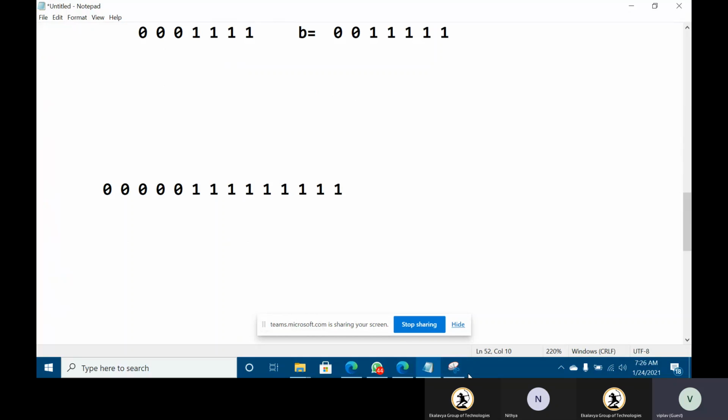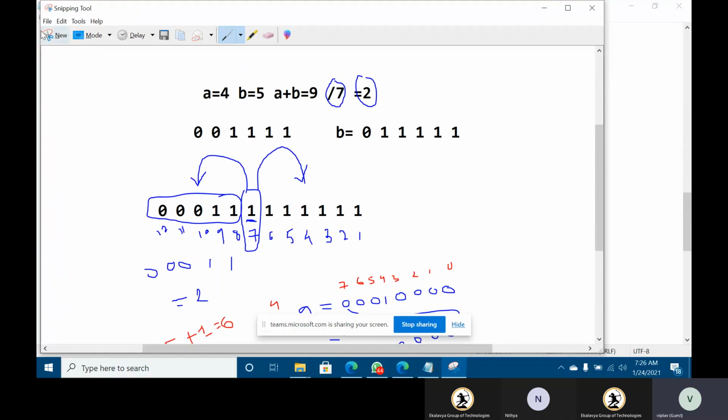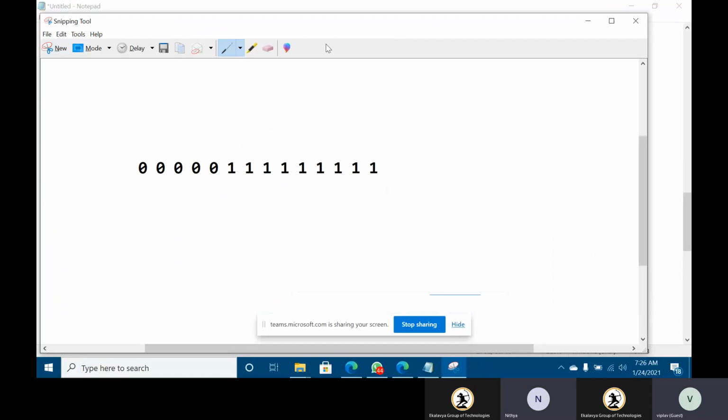Now, just one minute. Give the index one by one. This is my first, second, third, fourth, fifth, sixth, seventh, eighth, ninth, tenth, eleventh, twelfth, thirteenth, and this is the fourteenth.